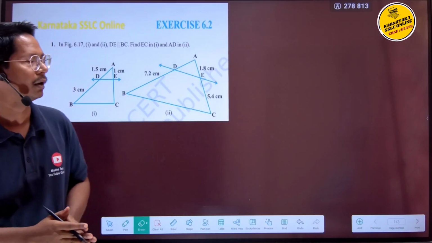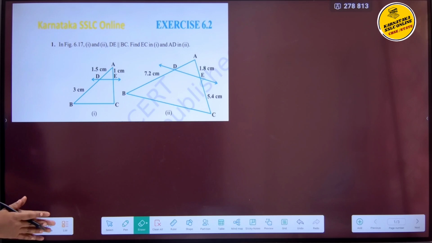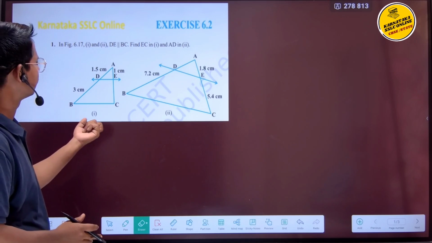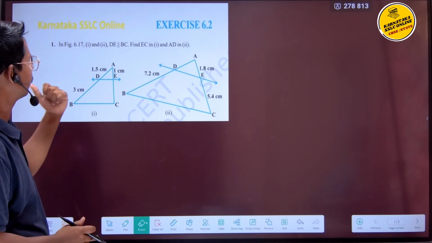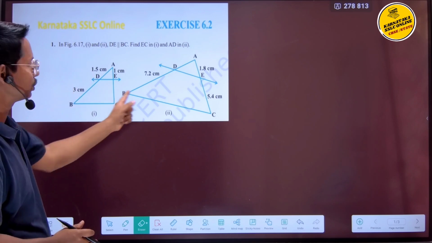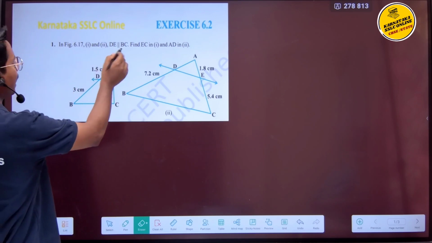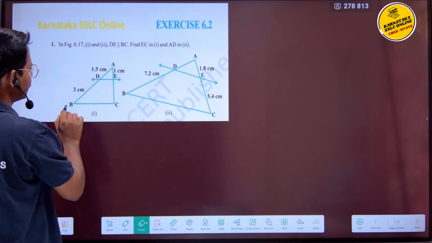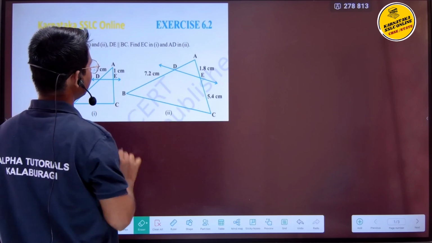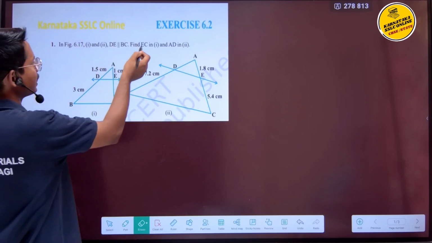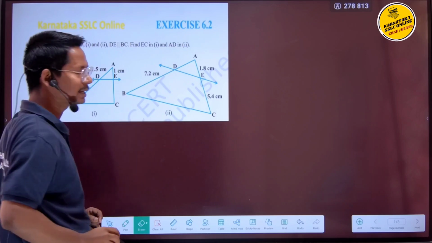Okay, see the first one. So figure is given, so two figures are given here. What he has said, in both the figures, DE is parallel to BC. The line DE is parallel to BC. Now you need to find, in the first figure EC, and in the second figure AD.